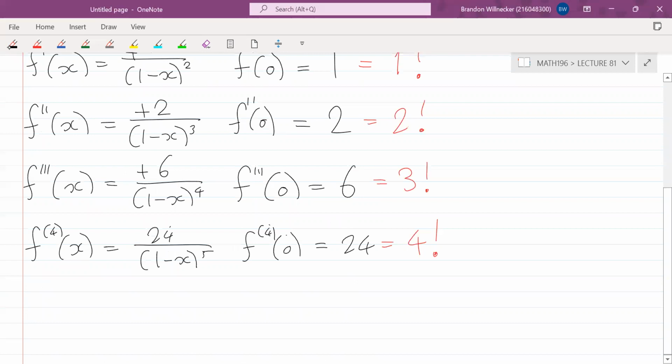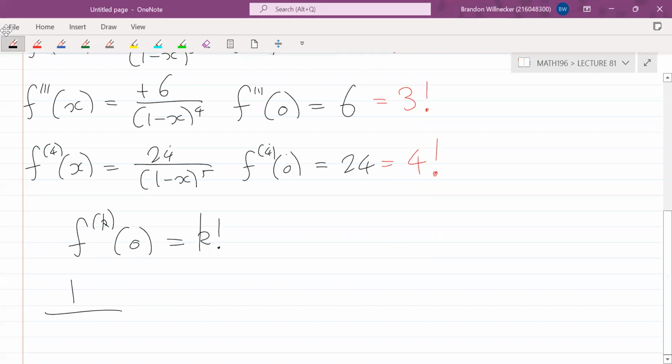So let's make a note. The kth derivative evaluated at 0 is k factorial. So that's the pattern that we wanted to find. So let's substitute that in and see what we get.